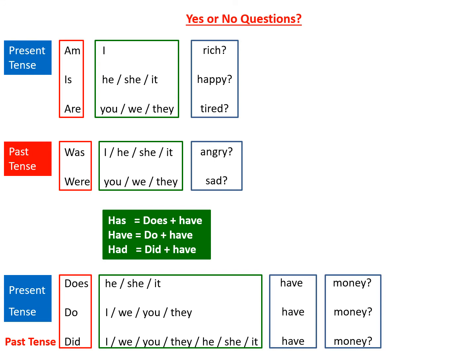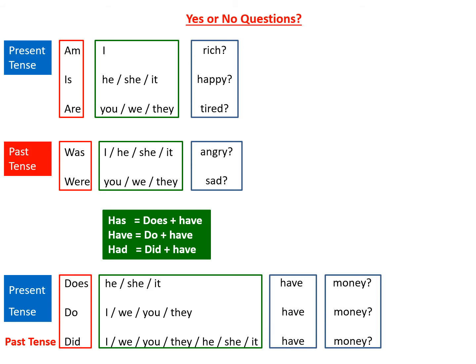Yes or no questions. How to form yes or no questions using auxiliary verbs we are going to see in this video. First, am, is, are. These three auxiliary verbs are used in present tense. We use am with I, is with he, she, it or any other singular form noun. Are is used with you, we, they or any plural form nouns.